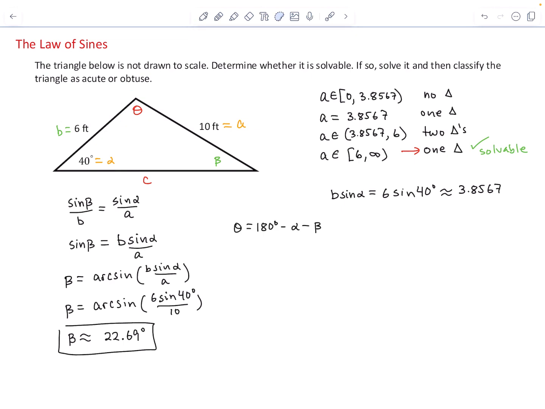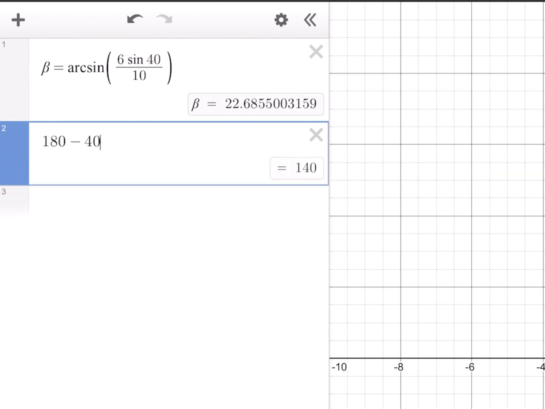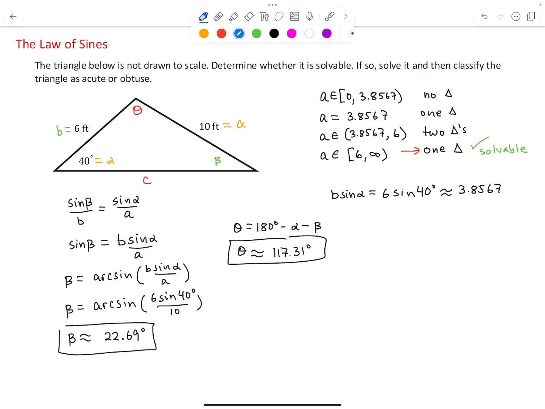So the question will be, should I use this rounded version of beta in my calculation, or should I use this more precise notation? Well, if doing this with technology, I recommend you do the following. To find theta, we just have to do 180 minus alpha, which was 40 degrees, minus, and then instead of putting in a rounded number here, just enter the symbol beta or type in the word beta, and I get a more precise number. So this idea of storing complicated numbers as variables and then using those variables in a separate calculation allows you to maintain your precision. Well, right here we can see that this is obtuse.